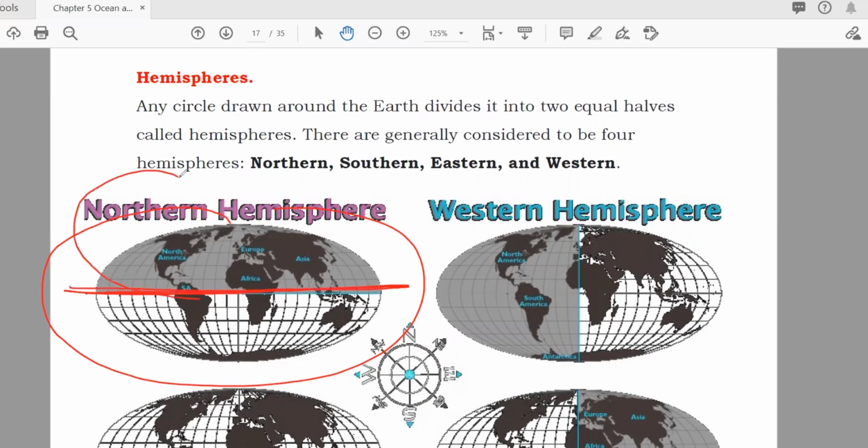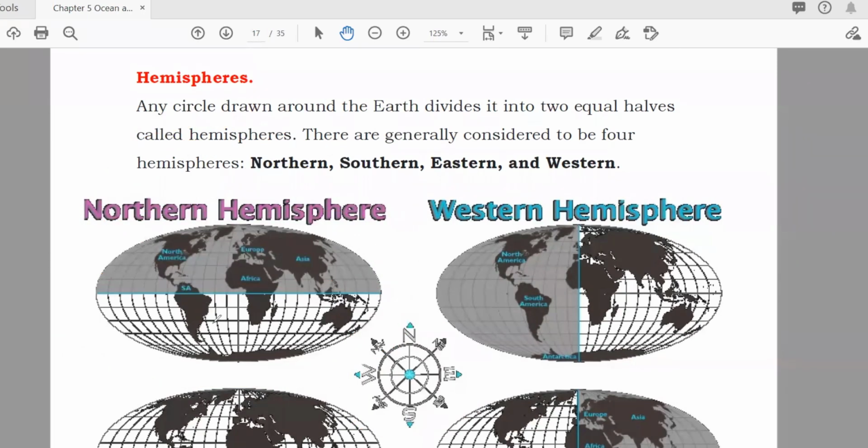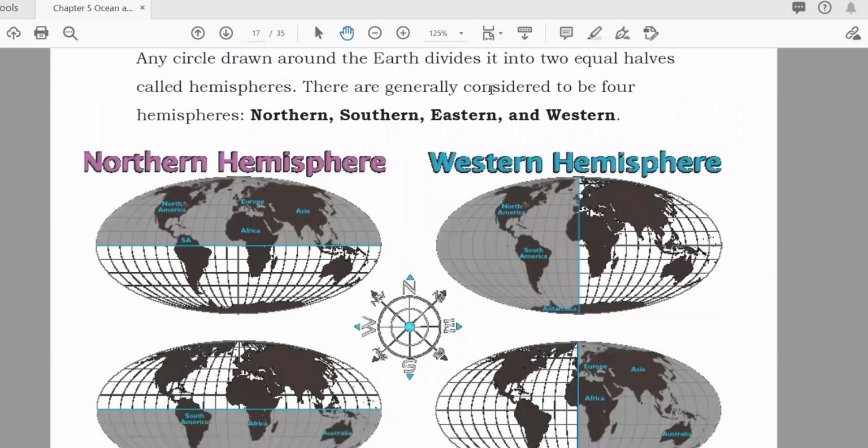So this upper part is known as the northern hemisphere, because if you see here, you can see north, south, east, west. So the upper part is known as the northern hemisphere. Now you are dividing into two parts. Got it? And the lower one is known as the southern hemisphere. You can see here, this one.